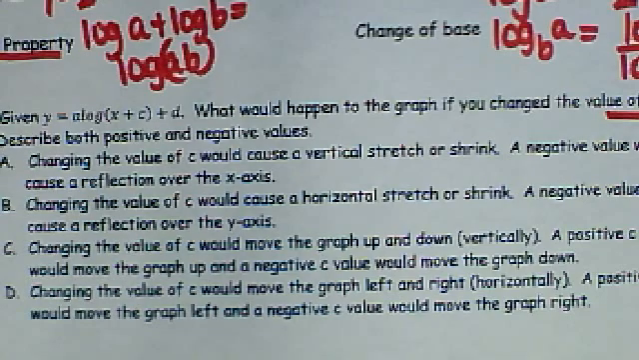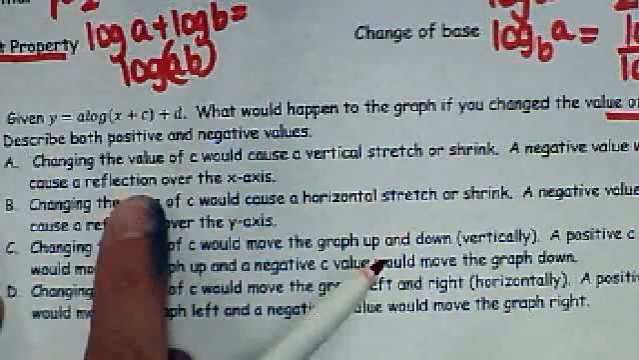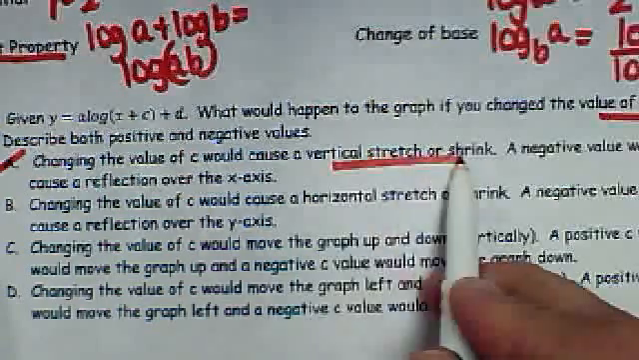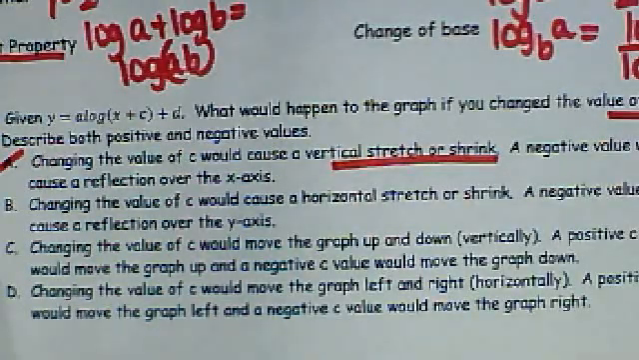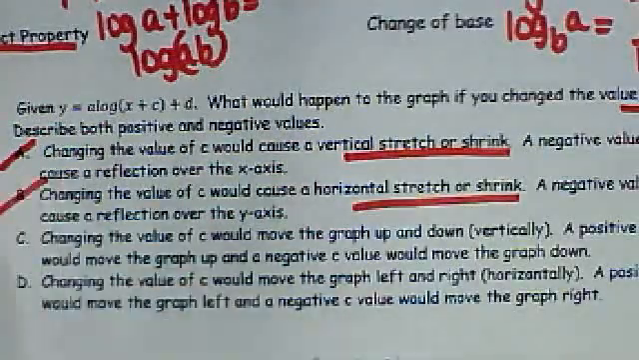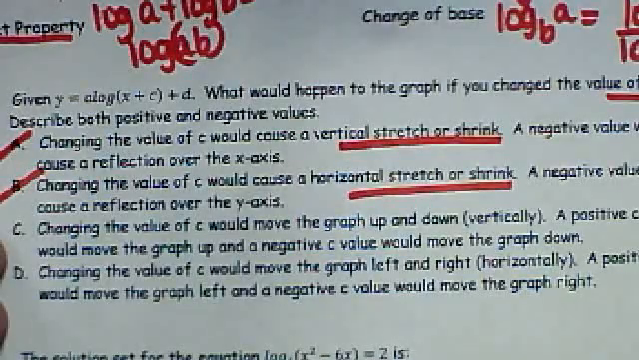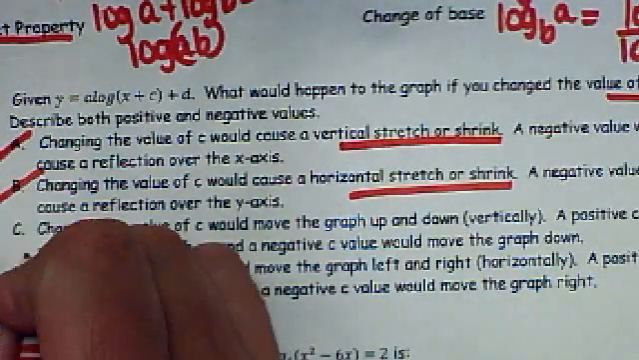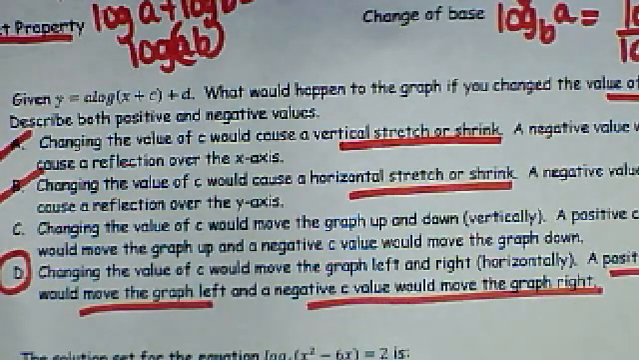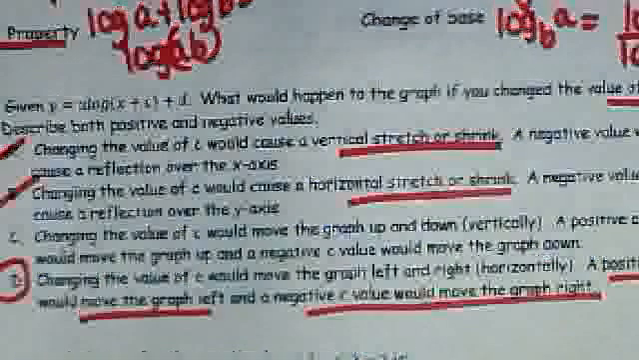Inside the parentheses moves the graph to the left or to the right. It doesn't stretch it or shrink it, so A doesn't work. A says that it's a vertical stretch or shrink. It's not a stretch or shrink, it's just a move left or right. B says the same thing about stretch and shrink, but horizontally. It's not a stretch or shrink at all. It is a horizontal move, so that means that it has to be answer D. A positive C value moves it to the left, a negative C value moves it to the right. So inside parentheses like that is a left and right movement.